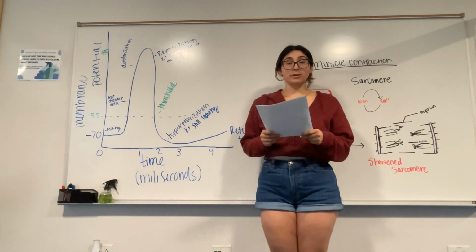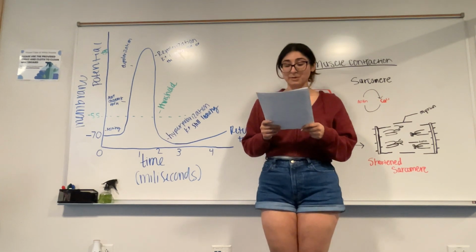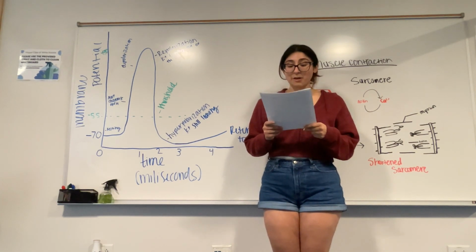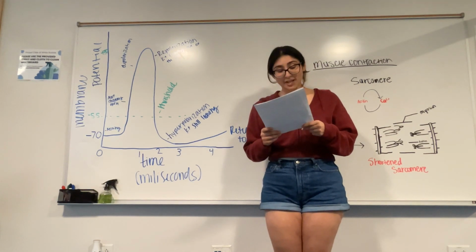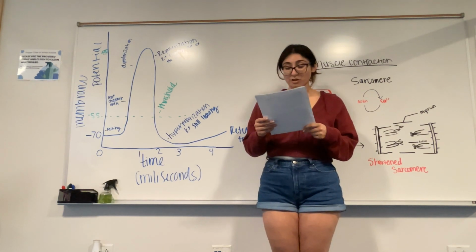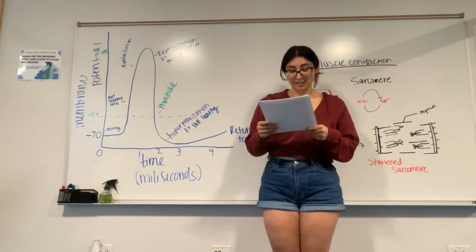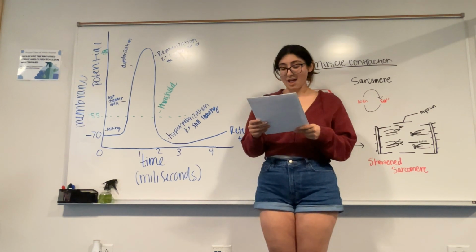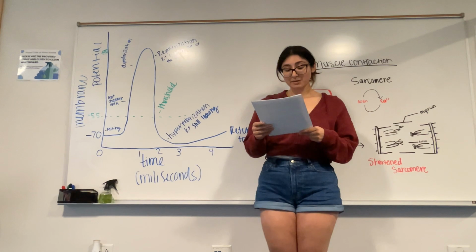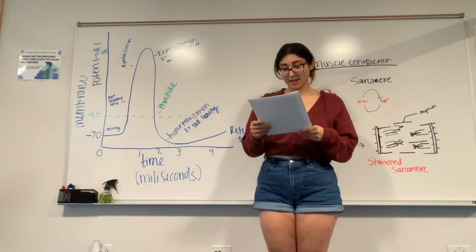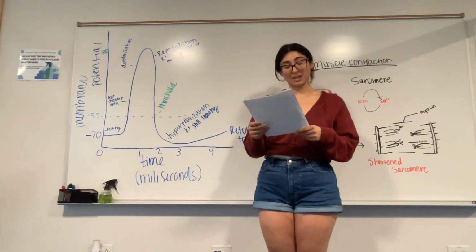Next, repolarization will occur. This is caused by sodium channels closing and potassium channels opening, allowing potassium to leave the cell. This causes the membrane potential to drop down to negative again. The final step that occurs is called hyperpolarization. This is caused by potassium continuing to leave the cell, making the membrane potential even more negative, going back down to negative 70 to negative 90.